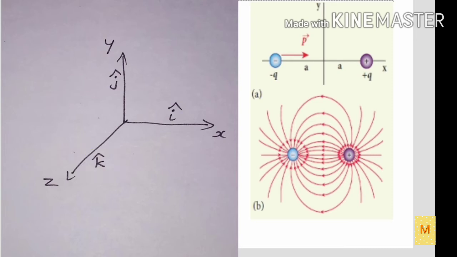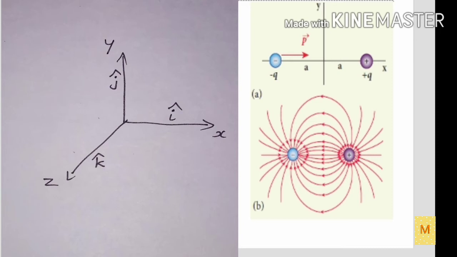So, look at the picture. Look at the positive charge. It is kept on the x-axis in the positive direction. So, what is the distance of charge plus Q from the origin O? It is a. So, what is the position vector of charge plus Q? It is represented by a into i cap. Similarly, the position vector of charge minus Q is represented by a into minus i cap.